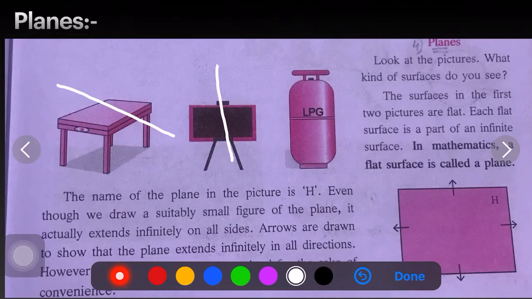Now each flat surface is a part of an infinite surface, meaning many surfaces. So in mathematics, a flat surface is called a plane. Understood, students? A flat surface is called a plane.